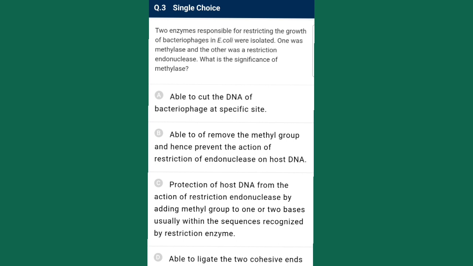So the answer for this question is option C, protection of host DNA from the action of restriction endonuclease by adding methyl group to one or two bases, usually within the sequence recognized by restriction enzyme.